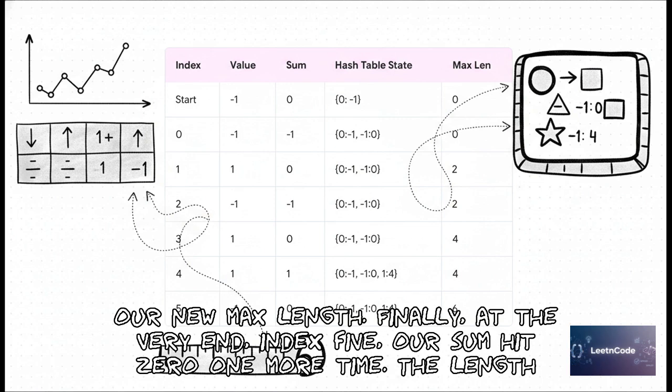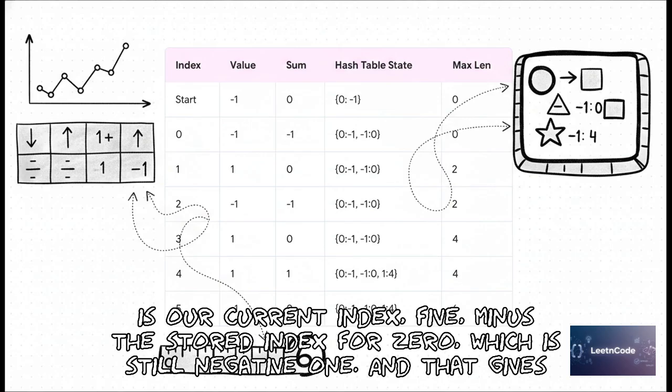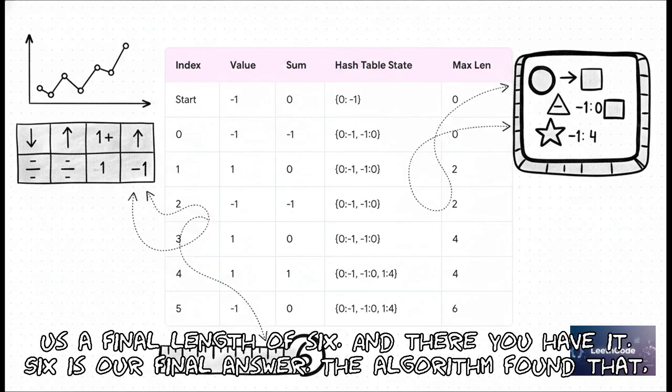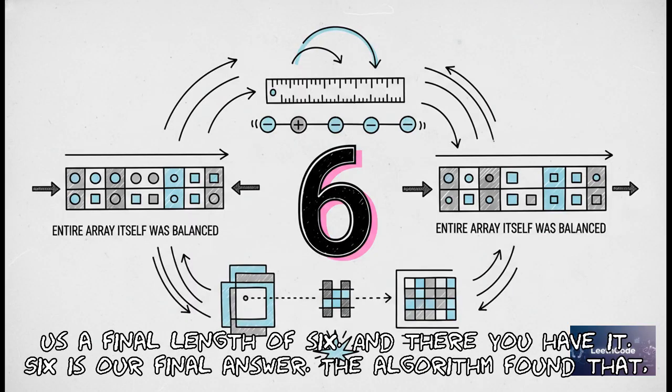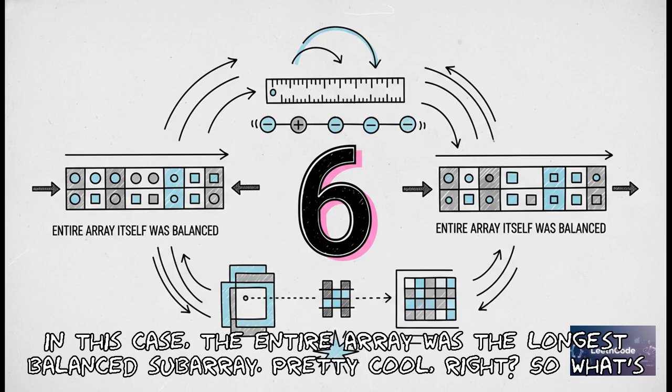Finally, at the very end, index 5, our sum hit 0 one more time. The length is our current index, 5, minus the stored index for 0, which is still -1, and that gives us a final length of 6. And there you have it. 6 is our final answer. The algorithm found that, in this case, the entire array was the longest balanced subarray.